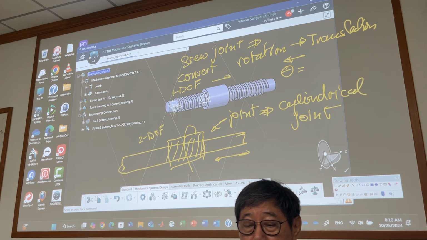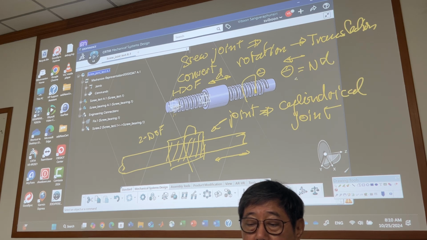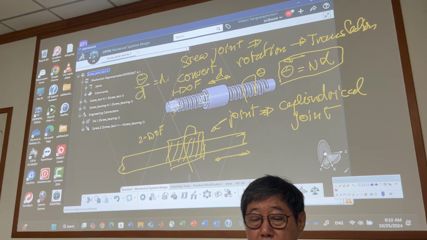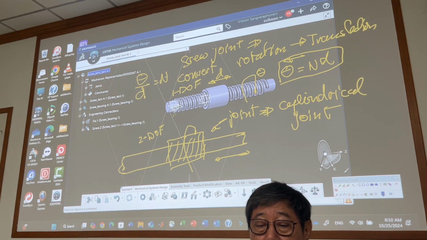This is the rotation, some, let's say N and D. You have this one, the relationship between rotation and translation. So this N is like a K ratio, theta and D is N. Something like this one. So in this case, this is N.